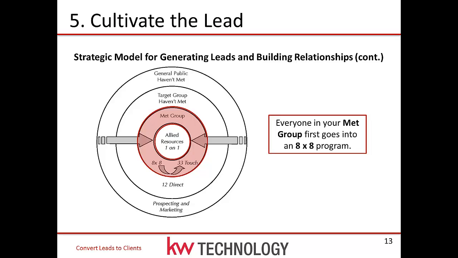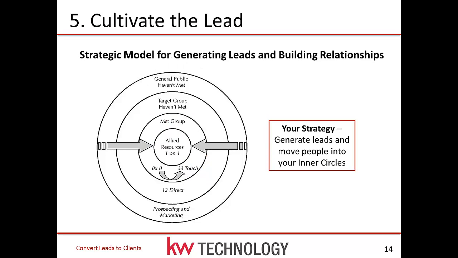As the name implies, haven't mets are people that you have not met. This can include the general public as well as targeted groups that you would like to do business with, such as a farm. These people can provide you with new business, and they may provide you with referral business if they're in your target group and they've received your branded marketing over time. Everyone in your met group goes into an 8x8 program.